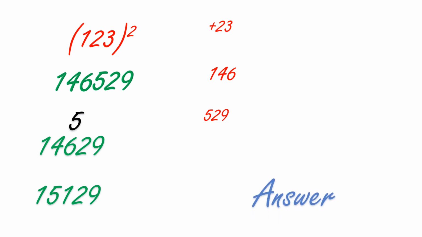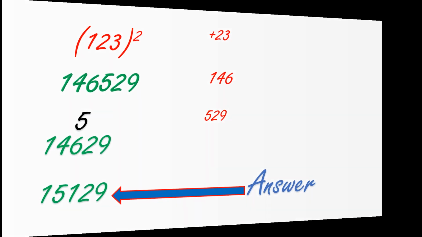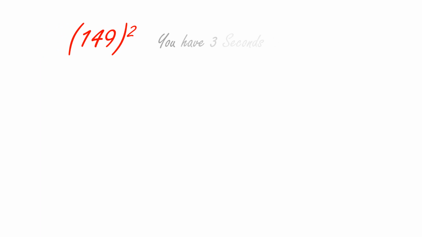Smart trick 2 is the base over here. I hope you have got that idea. Now let's talk about 149 square. Again you have 3 seconds. 3, 2, 1, and time is again up.